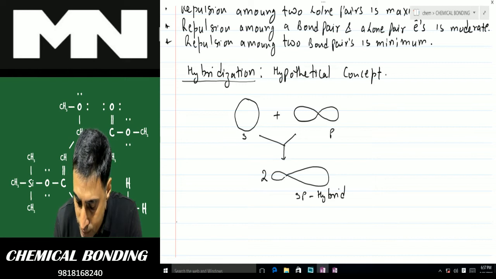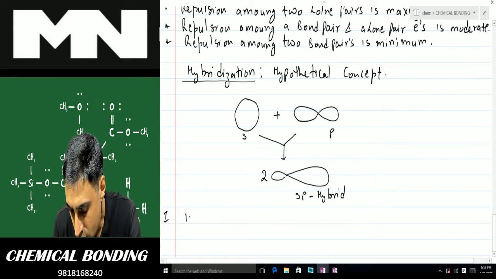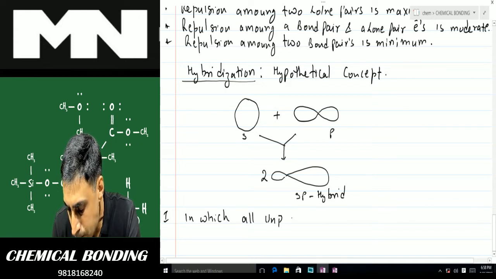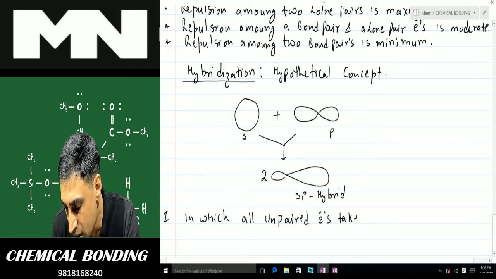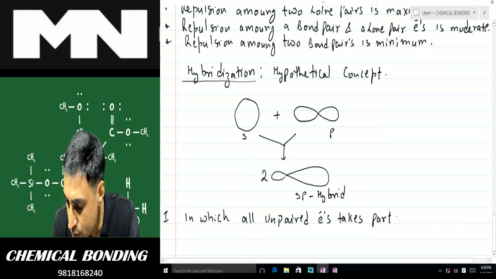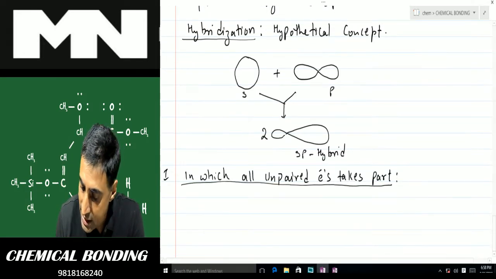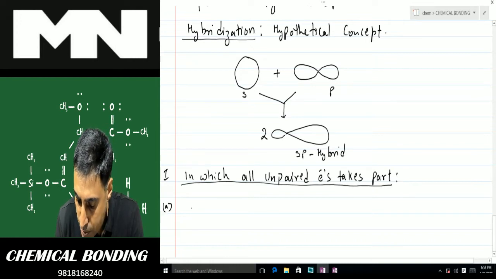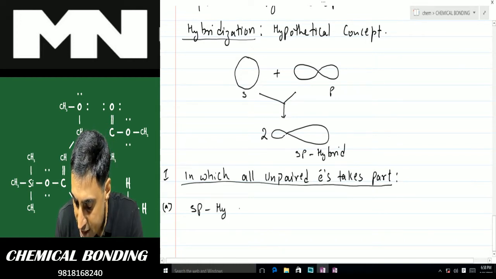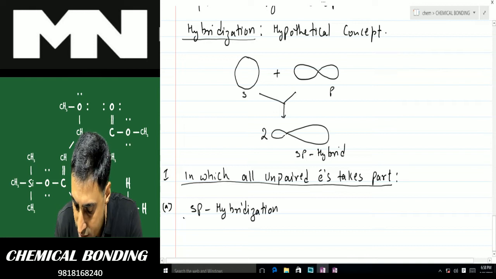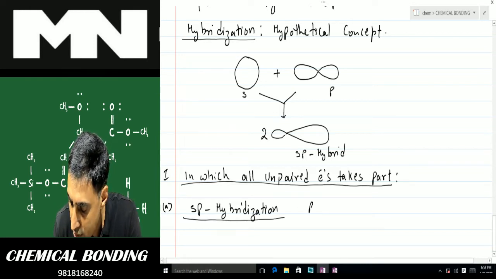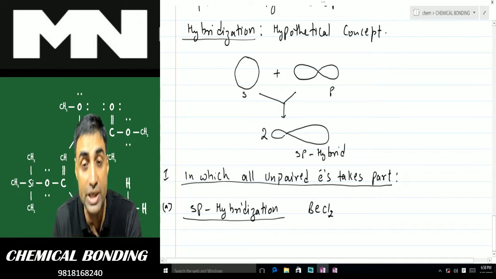First I'll tell you hybridization in which all unpaired electrons take part. In this, first I'll tell you sp hybridization. And when I talk about sp hybridization, I'll talk about a very familiar compound, that is beryllium chloride, BeCl2.